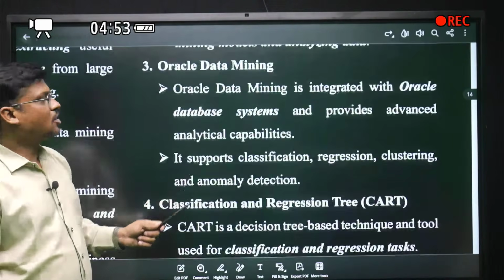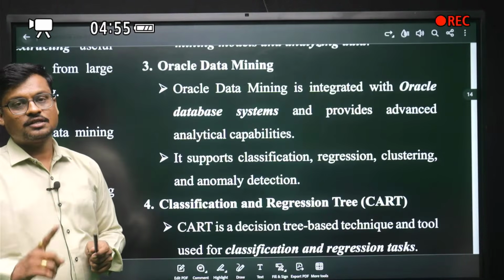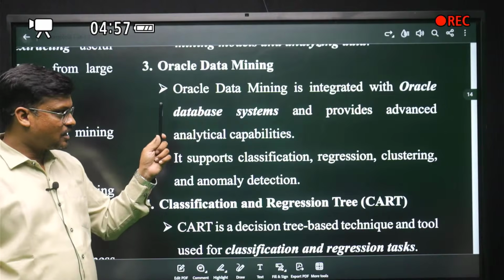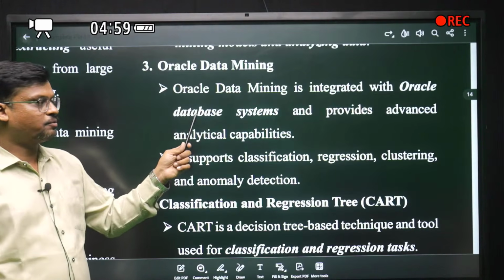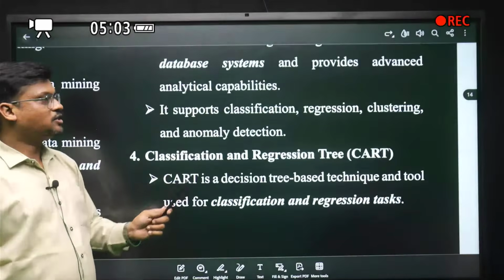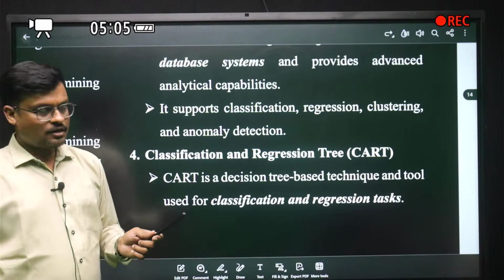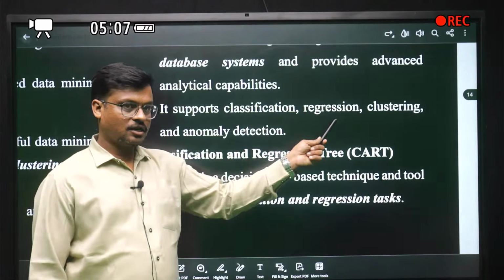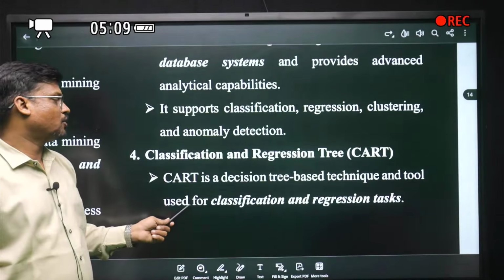The third one is Oracle Data Mining, which is integrated with the Oracle database. This data mining platform also provides advanced analytical capabilities with the integration of SQL. And you will be able to achieve classification, regression, clustering, and anomaly detection.